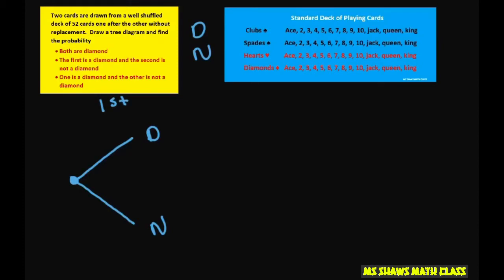So to draw a diamond, you look at the diamonds here. There's 13 out of 52, because there's 52 cards. So that's going to be 13 out of 52. Now, not diamond is these. And you just subtract 13 from 52, and you get 39 out of 52.